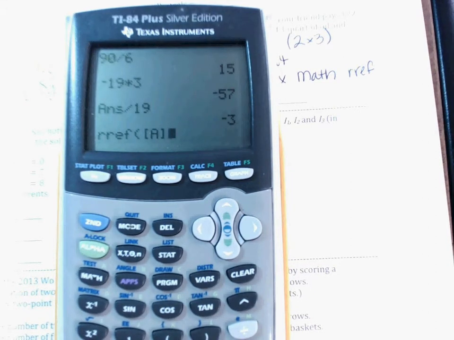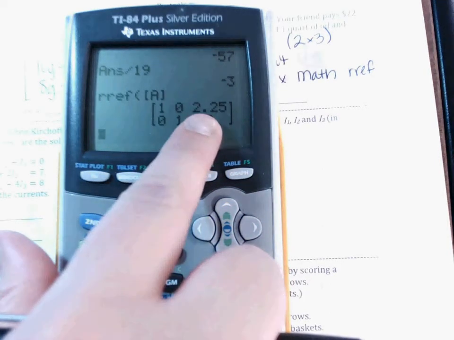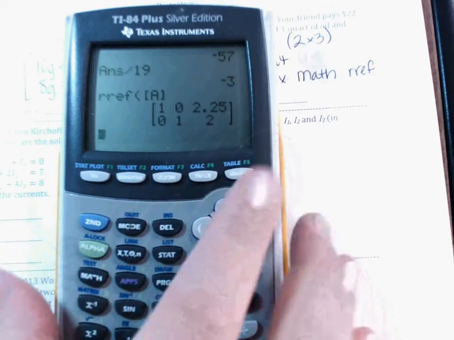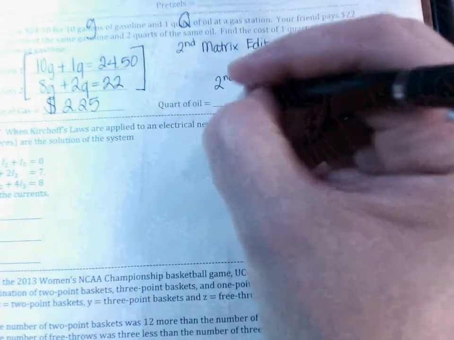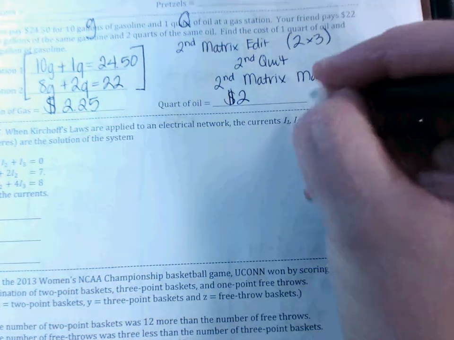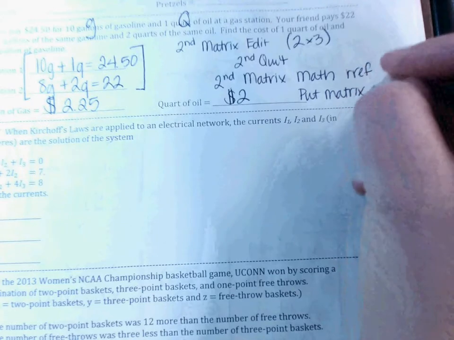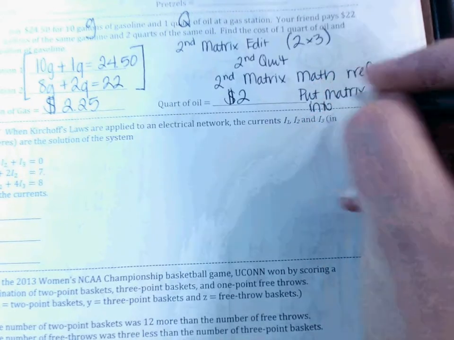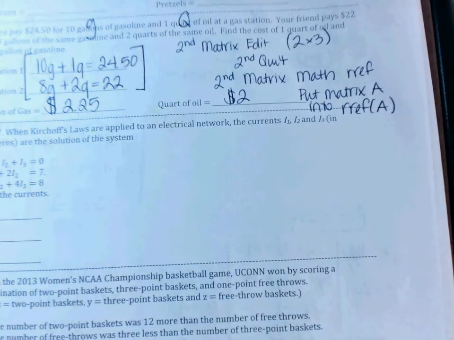And then when you push enter, remember the answers are the last column. So my G is 225, my Q is 2. And then put matrix A into RREF like that. Okay?